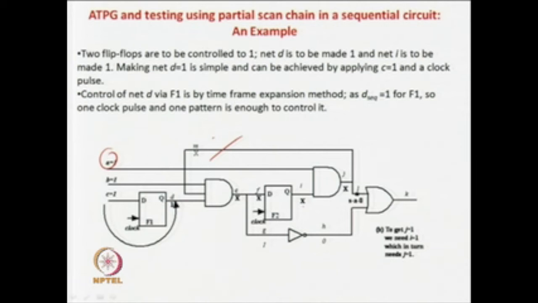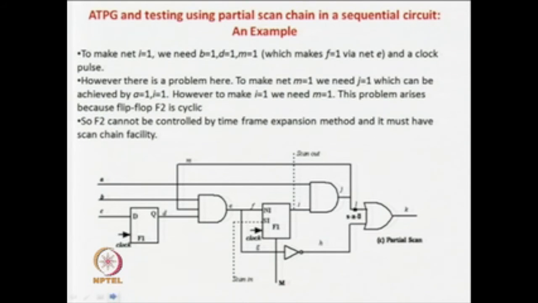By the time frame expansion method, you make J equal to 1. All this has been explained. So, let us see what we do. First, we make a scan chain. Okay, so this is your scan frame and this is your non-scan flip flop, that is why we call it a partial scan chain. So, this is your partial scan.